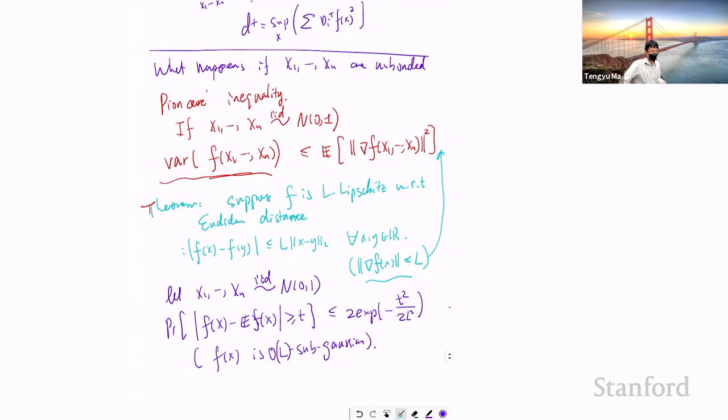Yeah, but indeed, this Poincare inequality has a lot of different applications, not only here.